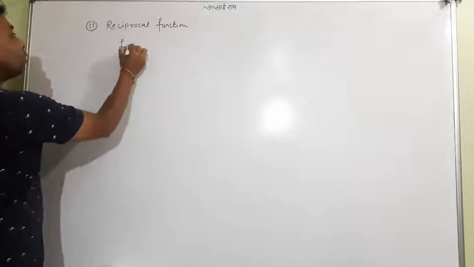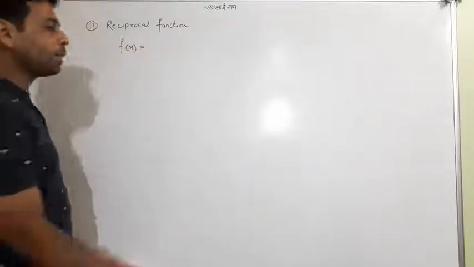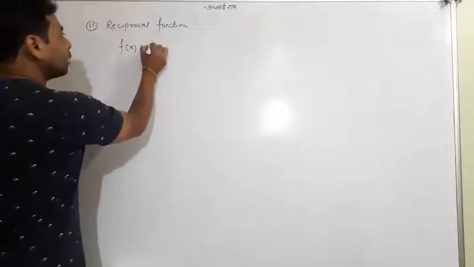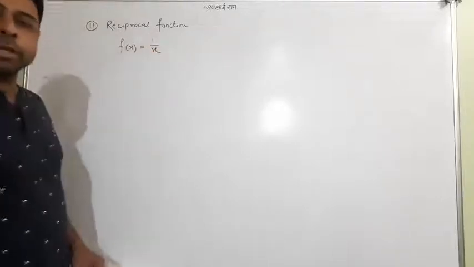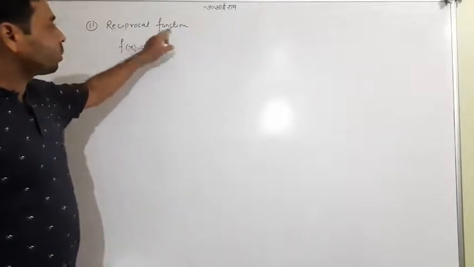So first of all, you should know how it is written. F of x is equal to 1 by x. By name it is clear, one should not get confused. So 1 by x is called a reciprocal function.